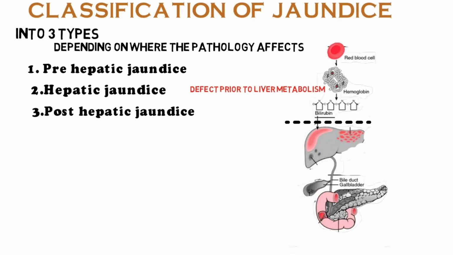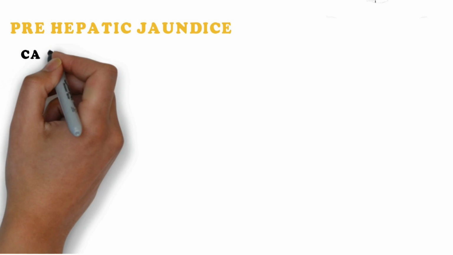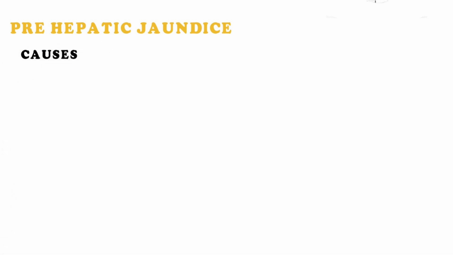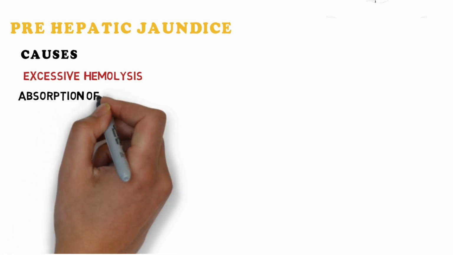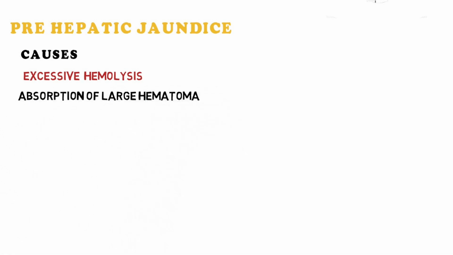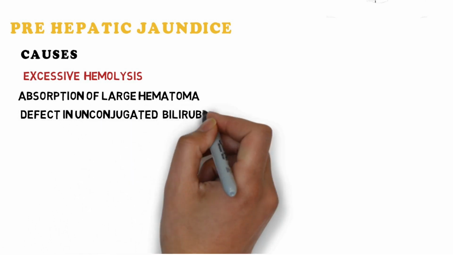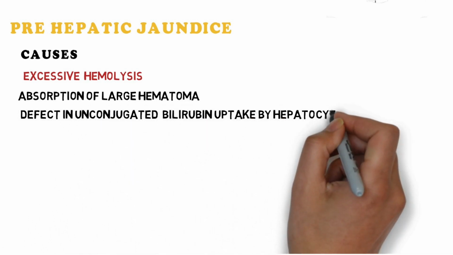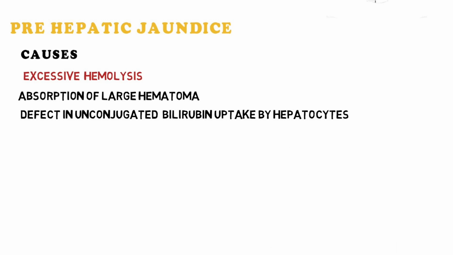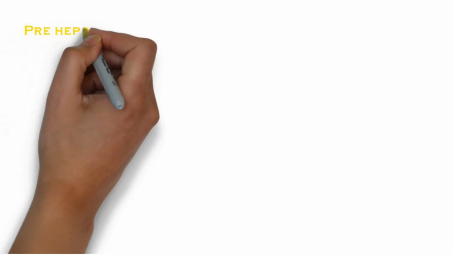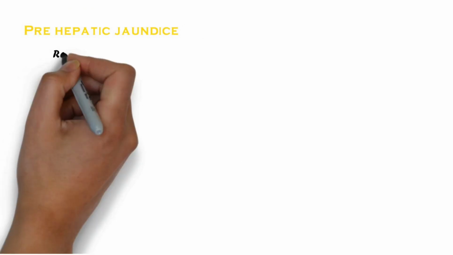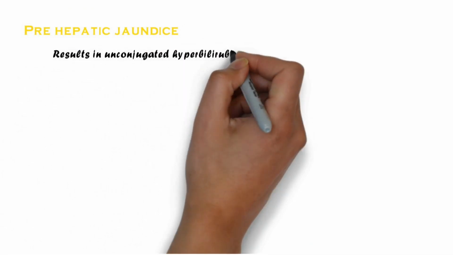So, prehepatic jaundice can be due to different causes which will lead to excessive hemolysis. It can be also sometimes due to absorption of large hematoma, and it can also be due to defect in absorption, or it can be due to the defect in uptake of unconjugated bilirubin by hepatocytes. Prehepatic jaundice will result in unconjugated hyperbilirubinemia.